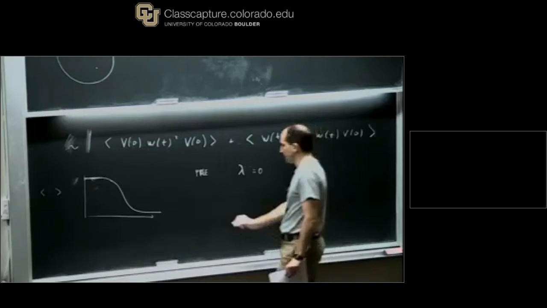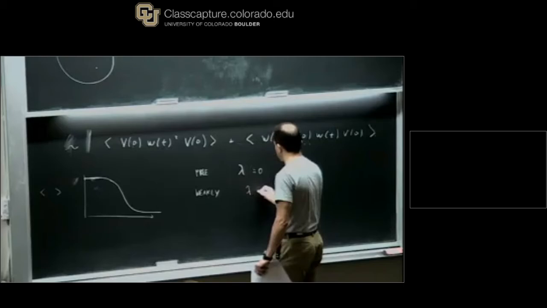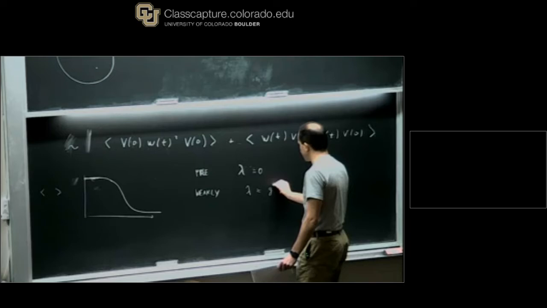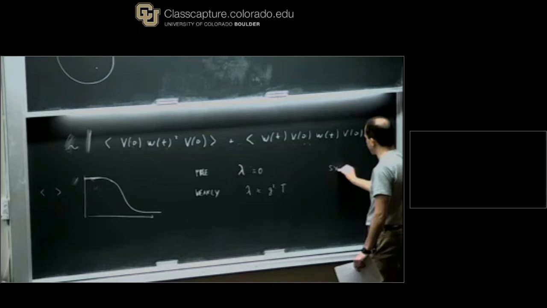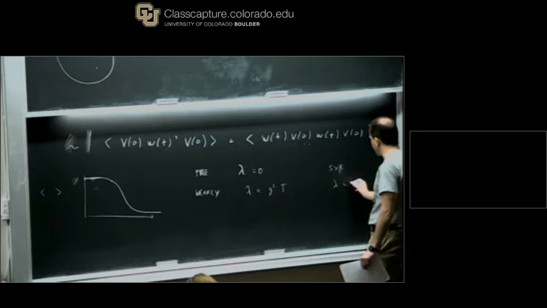In a weakly coupled theory, lambda turns out to be proportional to some weak coupling constant. So it could be g squared, and then there will be something that gives the units, so that has units of energy. In a scale invariant theory it would be just the temperature. In other models, like the SYK model, that have an energy scale, lambda is equal to J at weak coupling.